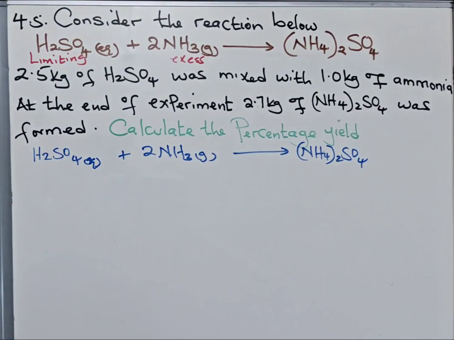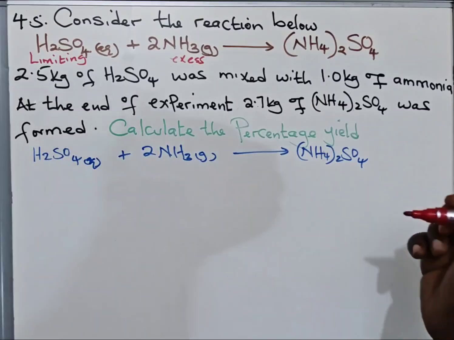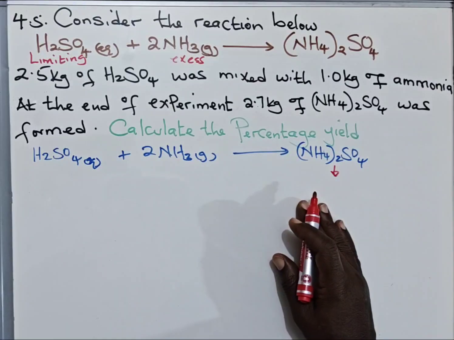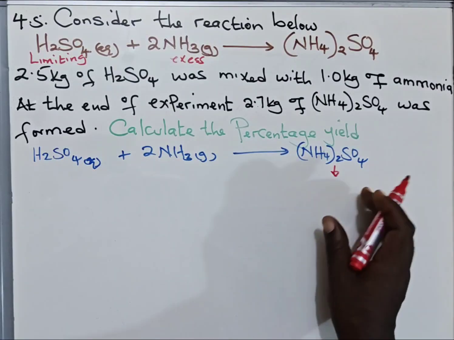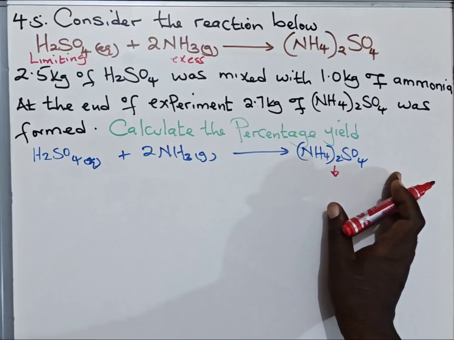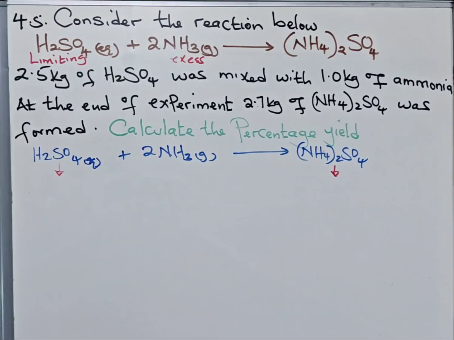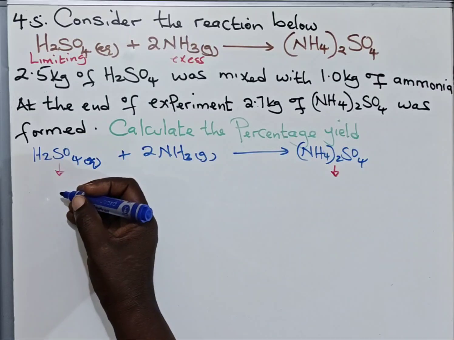So in this case, this is what we have to know. We need to earmark the parts we are going to use. The first one is going to be ammonium sulfate because it's the yield. Next, we are going to make use of our limiting reagent. And I need to remind you that in these reactions, the way is the same. All of them move from known to unknown. So for sulfuric acid, what do we know?